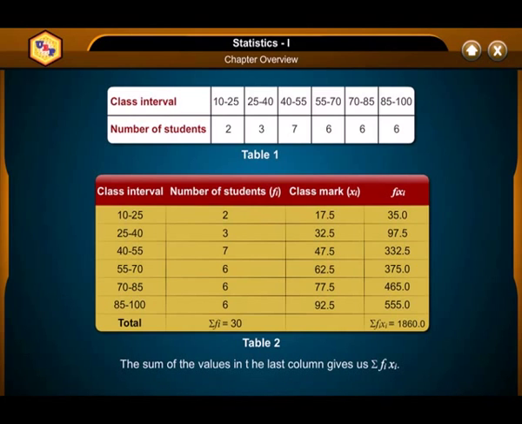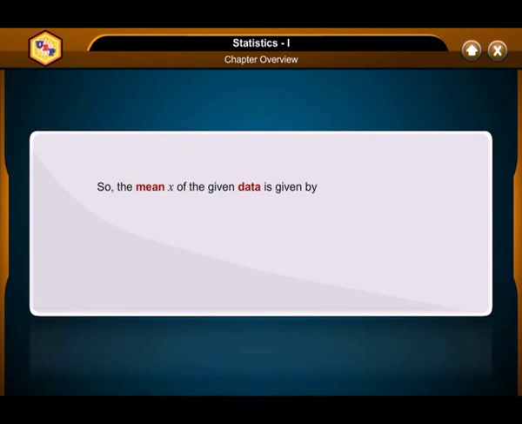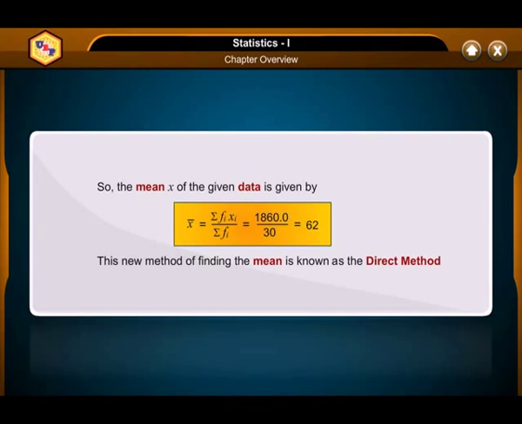The sum of the values in the last column gives us sigma fixi. So the mean x bar of the given data is given by x bar is equal to sigma fixi upon sigma fi equal to 1860 upon 30 equal to 62. This new method of finding the mean is known as the direct method.